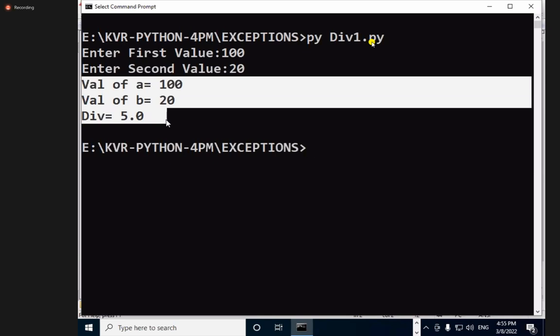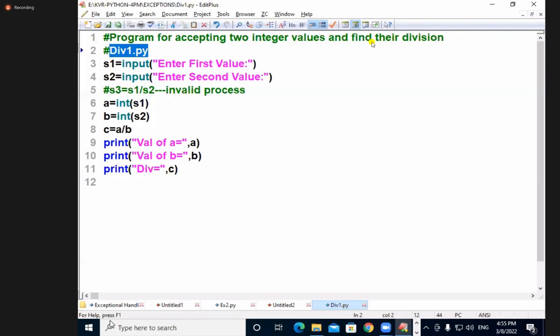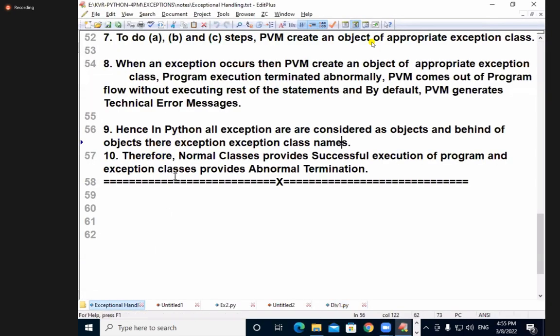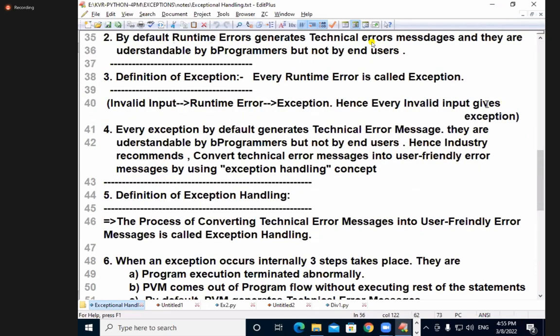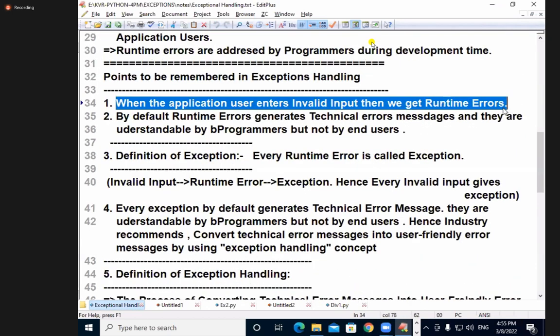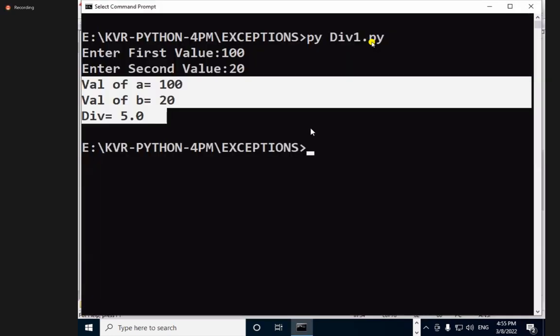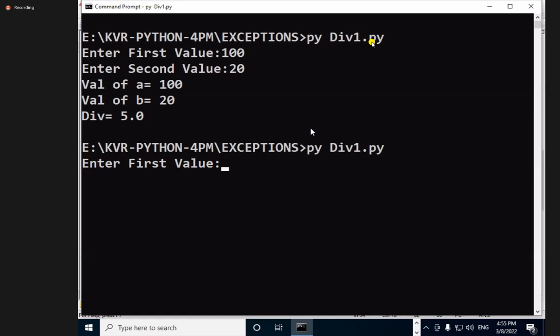I told you yesterday, now why are you hesitating? When the application user enters invalid input, then we get what? These points are like the most important formulas. Come on, next time. Enter the value 100.